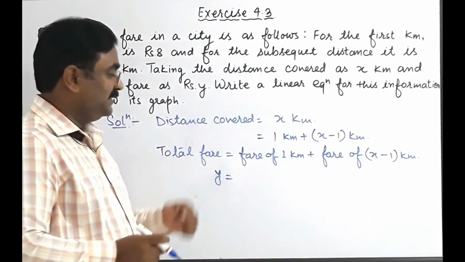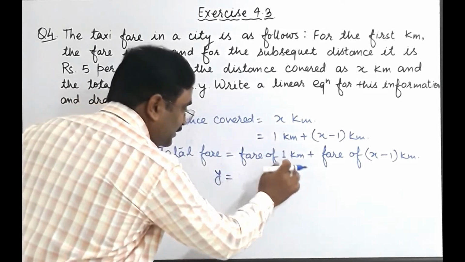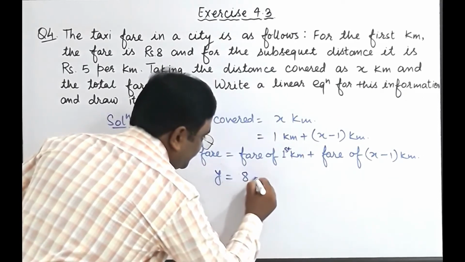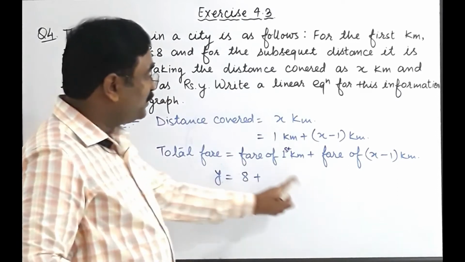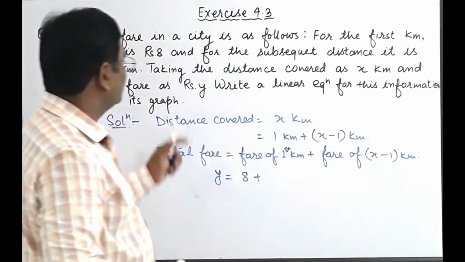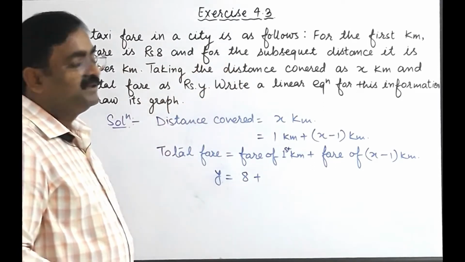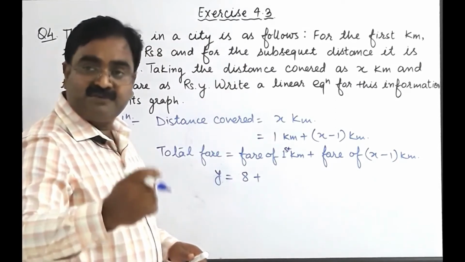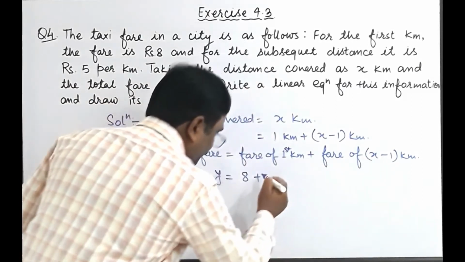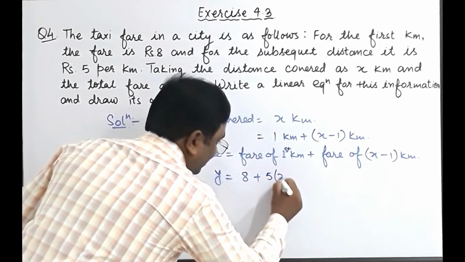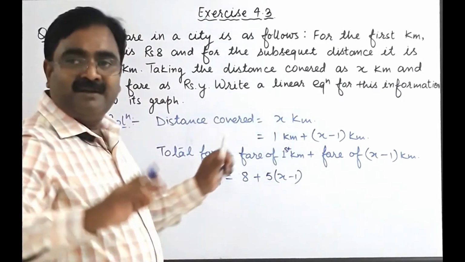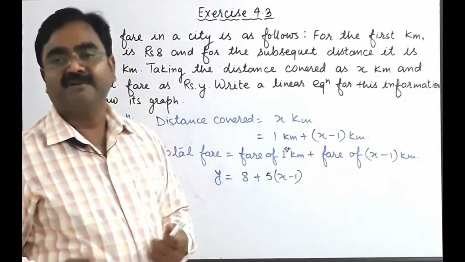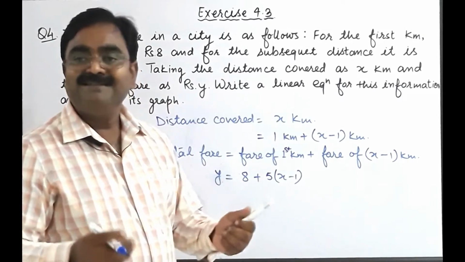Total fare is y. The fare of the first kilometer is rupees 8, plus the fare of x minus 1 kilometer at the rate of 5 rupees per kilometer. As 5 rupees is for 1 kilometer, for x minus 1 kilometer it is 5 multiplied by x minus 1. Right friends, any problem? So this is our required equation. We have to simplify it. We will get a linear equation in two variables in simplest form.